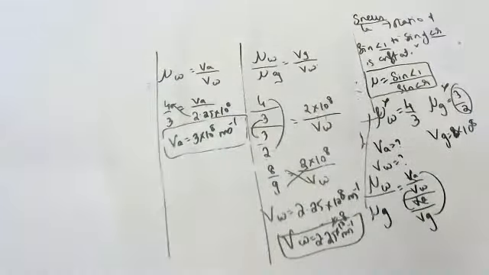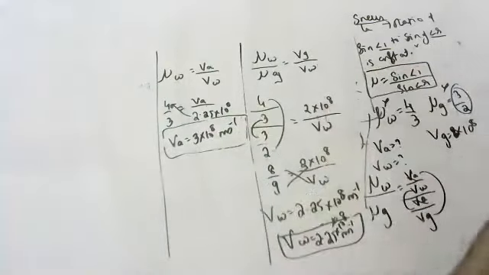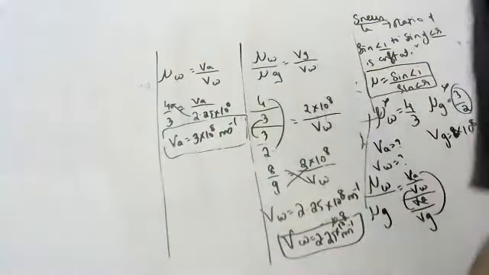Okay, last two questions are there, children. Shall we do them, or shall we do them in the next class? Yeah, we'll do them in the next class. Last two questions are there, 26 and 27. Tomorrow we will do them, children.